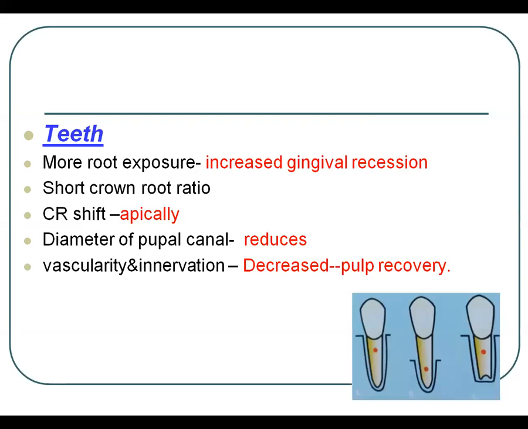Now, why is this so important for us? Because when you are treating adult patients, you should know what changes we see in the tooth and in the surrounding structures, that is the alveolar bone and the periodontal ligament. So these are the problems in adults. Now coming to the history part.